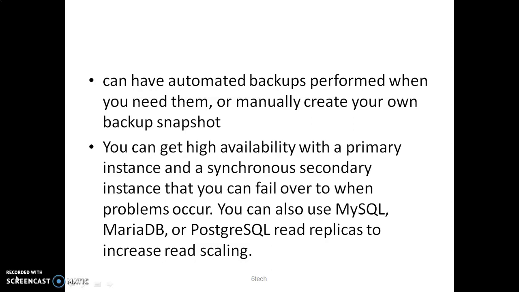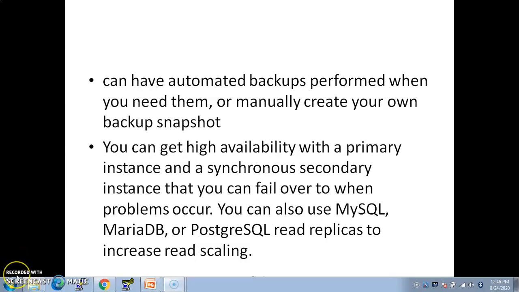Snapshots are very important in case you're unable to trace the data, or if something happens to the data. Through a snapshot you can recreate your data. Next, you can get high availability with a primary instance and a synchronous secondary instance that you can fail over to when a problem occurs. You can also use MySQL, MariaDB, and PostgreSQL read replicas to increase read scaling, which is a very important factor. When your read load increases, it can manage even that flexibility. That's the concept of elasticity here.